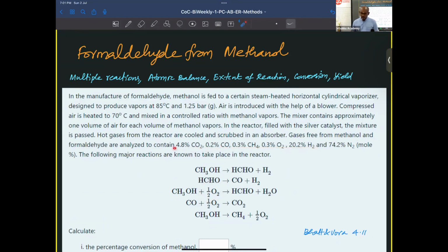So always we have a specification of the product. Product specification is available, and feed composition is also available. Not the entire composition of the product components. We have limited information, excluding methanol and formaldehyde. These components are available in the product gases. In addition, there is also water vapor. That water vapor information is also not there. Of course, water is getting scrubbed in the absorber. That's why there is no information about the water in the product gases, but definitely water is also involved in the reactions.